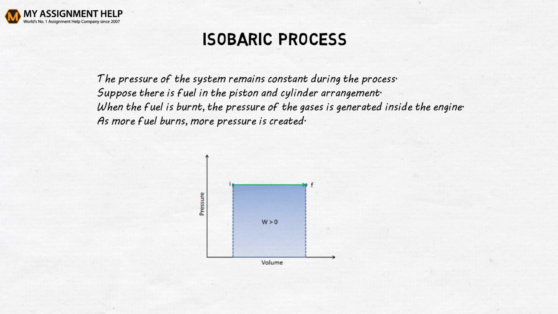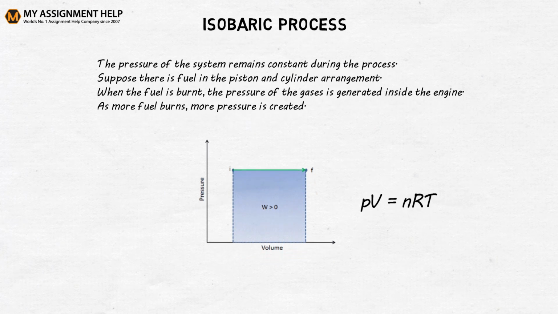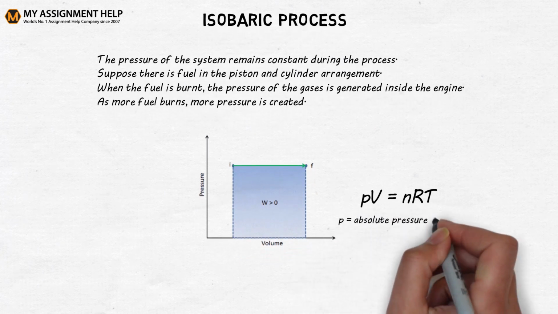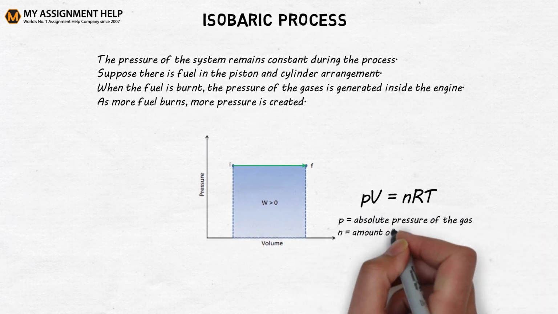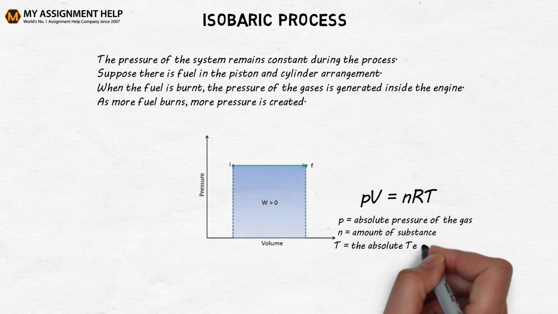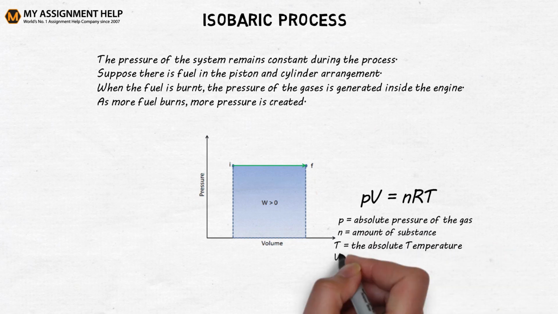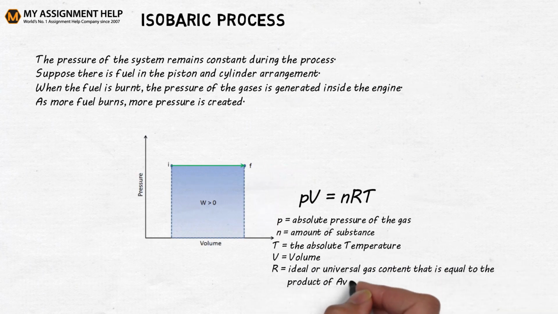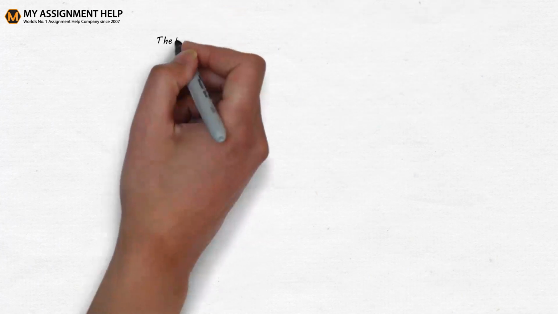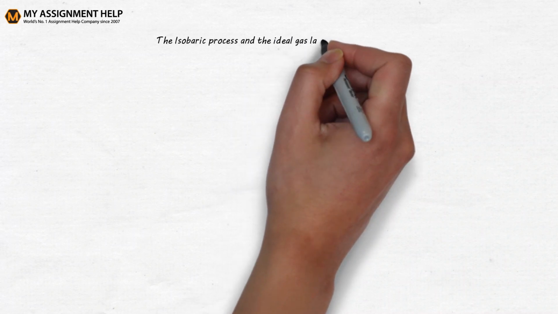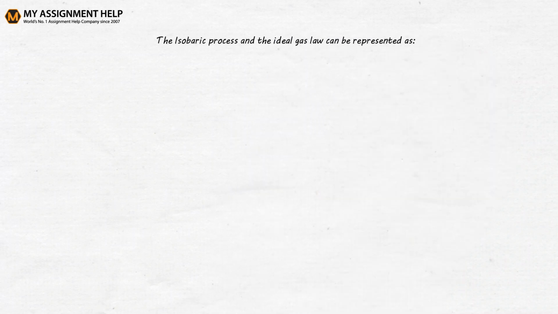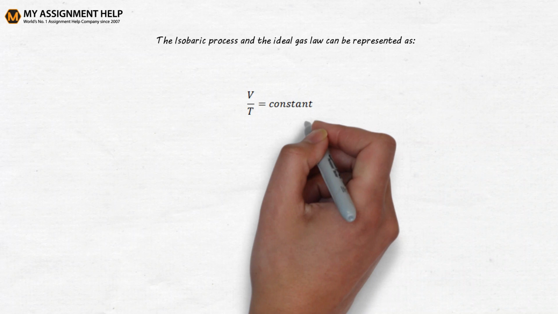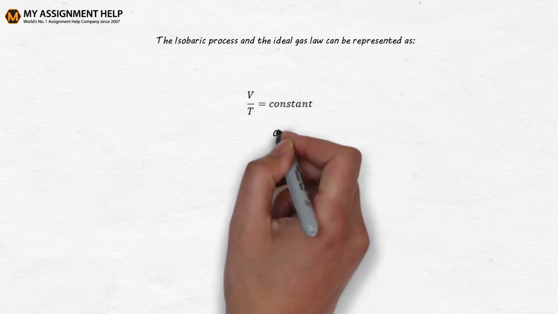We can derive PV = nRT. You must take note that P is the absolute pressure of the gas. n is the amount of substance. T is the absolute temperature. V is the volume. R is the ideal or universal gas constant that is equal to the product of Avogadro constant and Boltzmann constant. The isobaric process and the ideal gas law can be represented as V/T = constant, or V1/T1 = V2/T2.